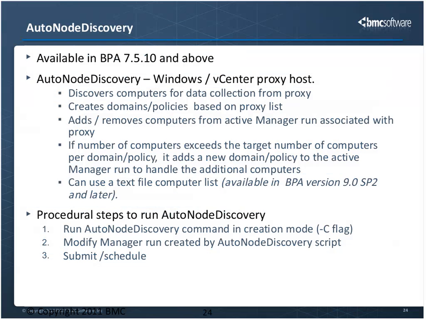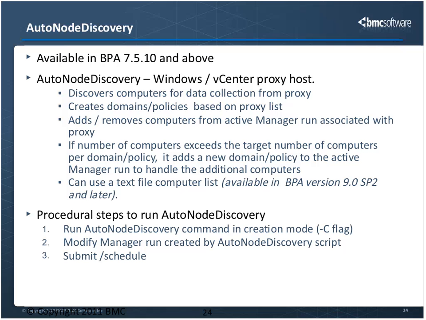One of the other things that's available now, actually since 7510, is Auto Node Discovery, which will go out and discover the nodes for you from a proxy host. It'll basically create the domains and the policies, and it'll add the computers from the active manager run, which is kind of a cool thing. If the number of computers exceeds the number that you've preset in your domain policy, which you're asked for in a dialog when you start this discovery, it will adjust it for that purpose.